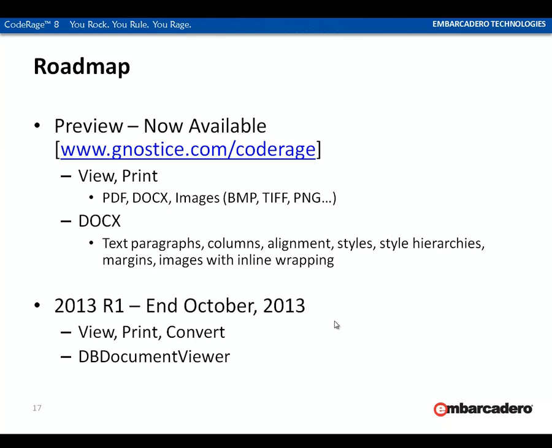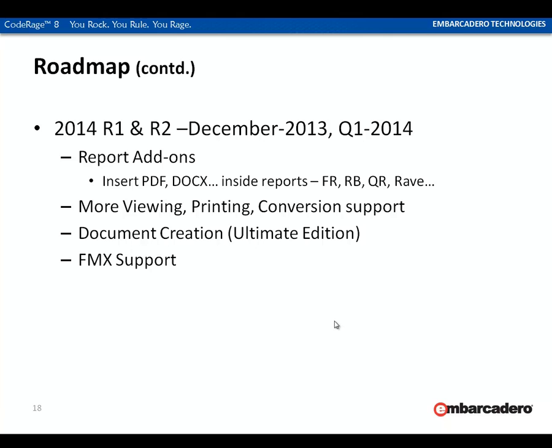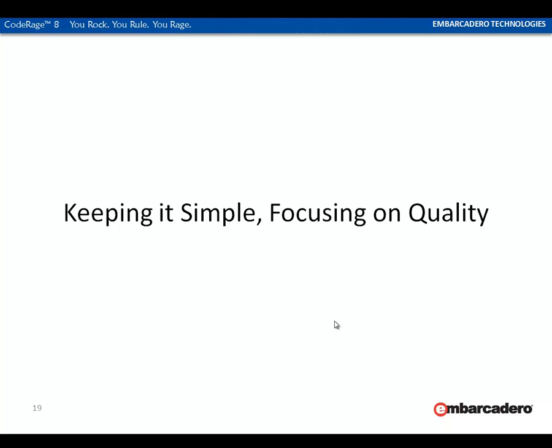The next release, that is the first release of the full product, will be in a few weeks from now, which will include the viewing, printing, and conversion capability, and also the DB document viewer component. After that, in December and at the beginning of 2014, we'll have the report add-ons, which I was talking about, and we'll keep enhancing the viewing, printing, and conversion features. As for FireMonkey support, we expect to have it in Q1 of 2014. So we want to keep it really simple, have small incremental releases, and focus on quality all the time.